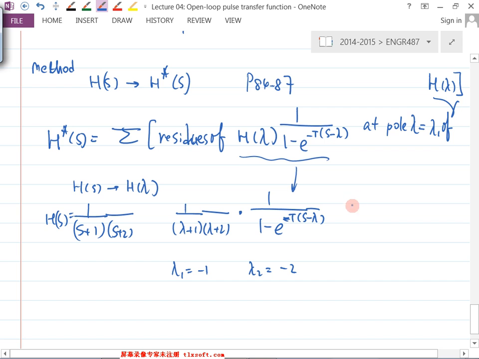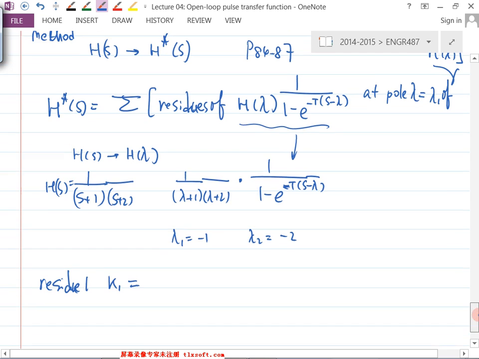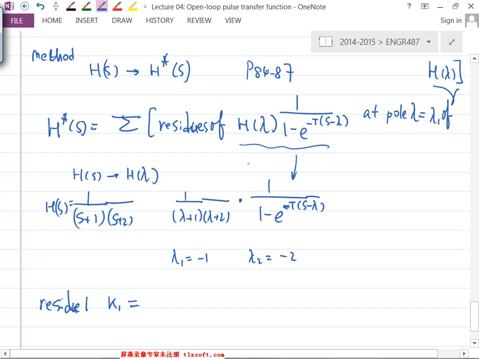So the first residue, residue number 1, let's call that K1. According to the formula, what you do is take the residue of this guy at this pole. That's basically the same way as you do the partial fraction. Remember the a and the b? How did I get an a? I multiply the denominator, and then times the original one, and replace the pole with the pole's value.